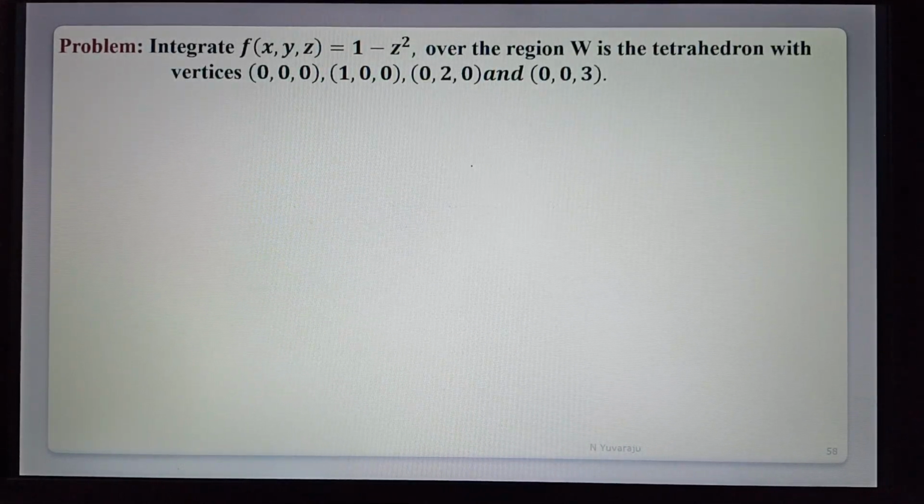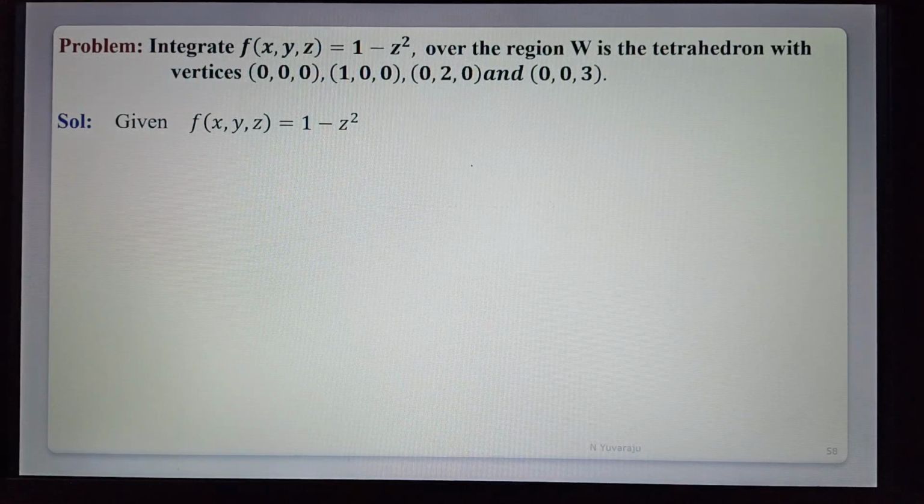So integrate f of x, y, z equal to 1 minus z square over the region W, which is the tetrahedron with vertices (0,0,0), (1,0,0), (0,2,0) and (0,0,3). So here there are no limits given directly, the region is given, the region is the tetrahedron. The tetrahedron intersects the x axis, y axis, z axis at the points given. Okay na? So first of all finding the limits and then finding the integration.